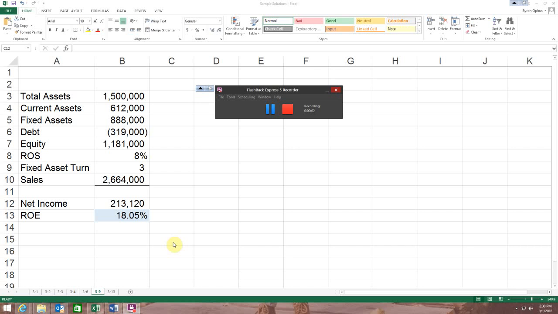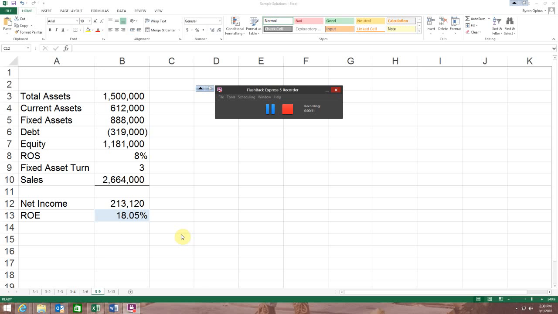Problem 3-10. I did 3-9, which is very similar. It says Network Communications has total assets of 1.5 million and current assets of 612,000. It turns over its fixed assets 3 times a year. It has $319,000 of debt. Its return on sales is 8%. What is its return on stockholders' equity?